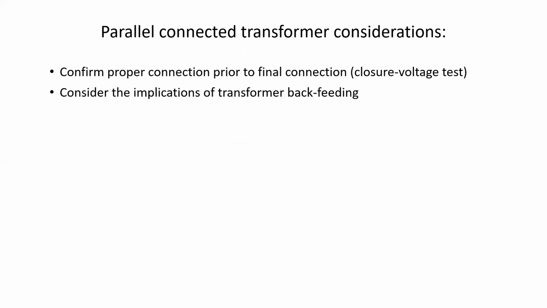So there are some things that we need to consider when we do a parallel connection of transformers. One of them is a confirmation test prior to the final connection that would prevent a hazard from taking place. And the second one is to consider the implications of transformer backfeeding.